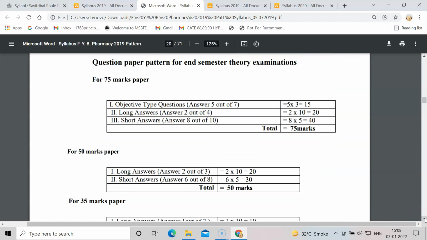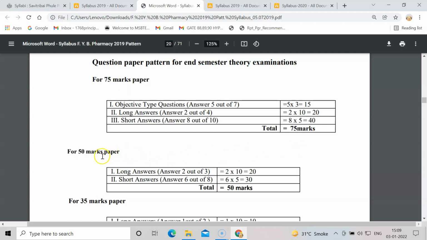Now see the pattern for the end semester examination of theory. It is for 75 marks. Objective will be 7, out of which you have to solve 5. Each will be of 3 marks, so it will be 15. And long answer questions there will be 4, you have to answer 2, so 2 into 10 becomes 20. For short answer questions it will be 10, out of which you have to solve 8, and 8 into 5 becomes 40. Total it will be 75 marks.